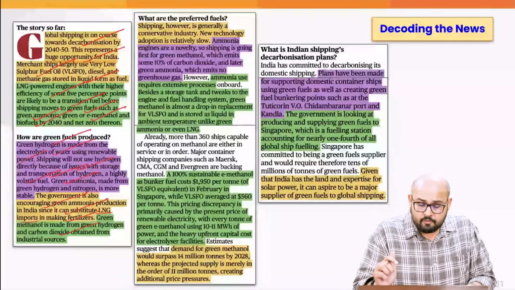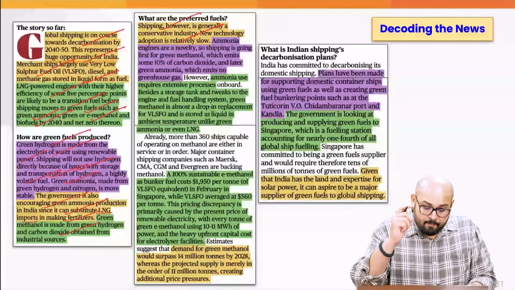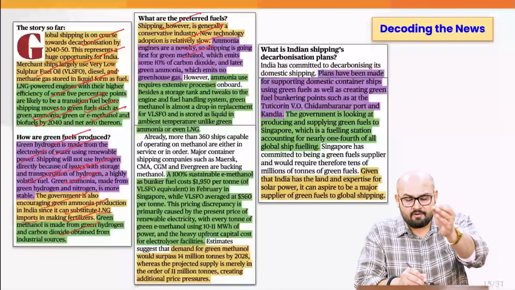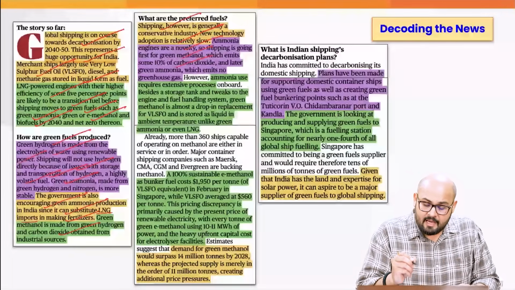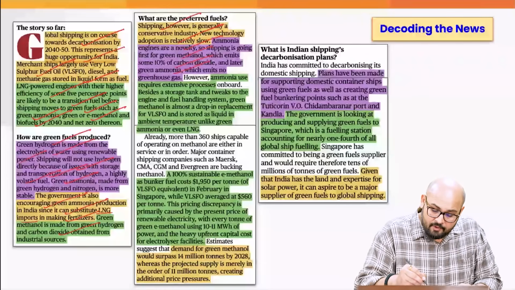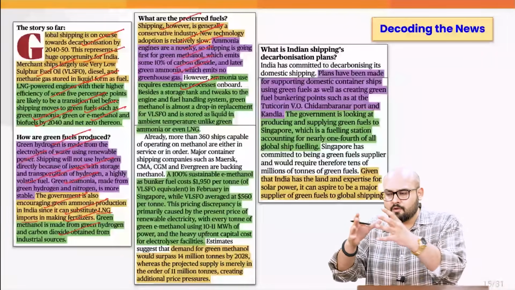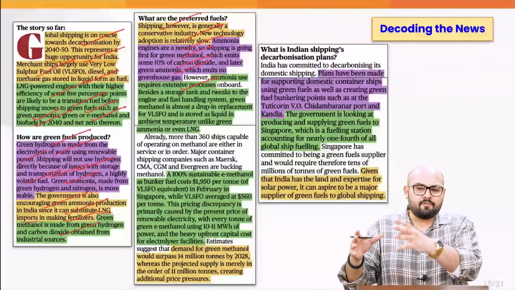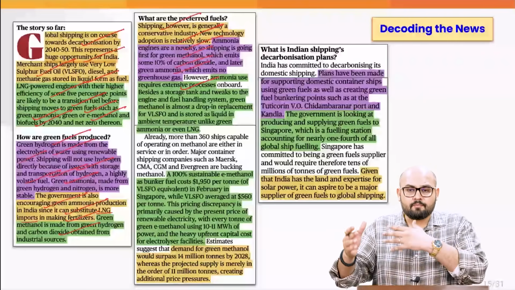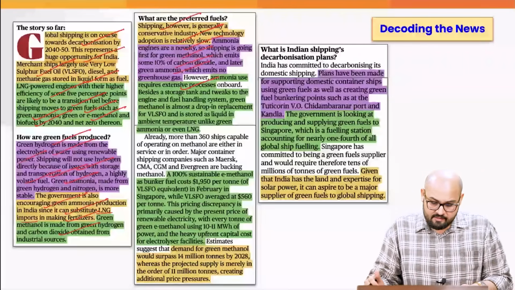What are the preferred fuels? Shipping, however, is generally a conservative industry. New technology adoption is relatively slow. Ammonia engines are a novelty. So shipping is going to go first for green methanol. That's going to be the transition fuel, right? Which emits some 10% of the carbon dioxide. And later green ammonia, which emits no greenhouse gas emissions. However, ammonia use requires extensive processes on board. See, again, you have proper engines and the overall capacity of the storage and everything. If you are basically going for a new fuel, you'll have to change everything. You have to transform the whole process, the instruments, the mechanisms, and this is a cost-intensive task.